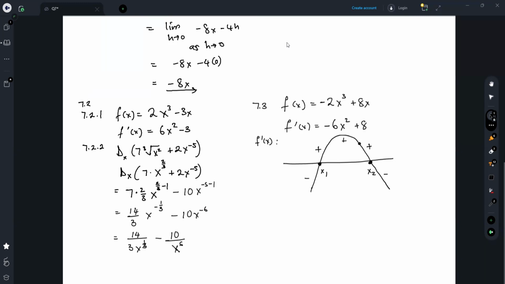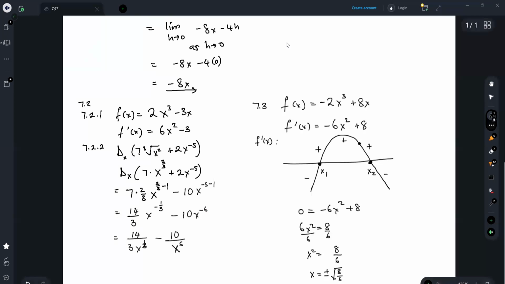So for us to get this x1 and x2, we must equate our function to 0. Okay, so 0 is equal to negative 6x squared plus 8. Take 8 to the other side, or you can take this 6x squared equals 8, divide both sides by 6. And you get that x squared is going to be 8 over 6. So the value of x is going to be plus minus the square root of 8 over 6.